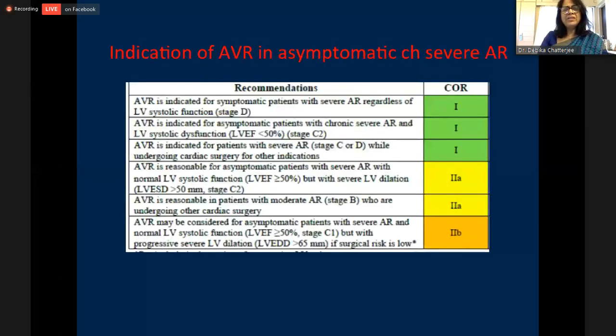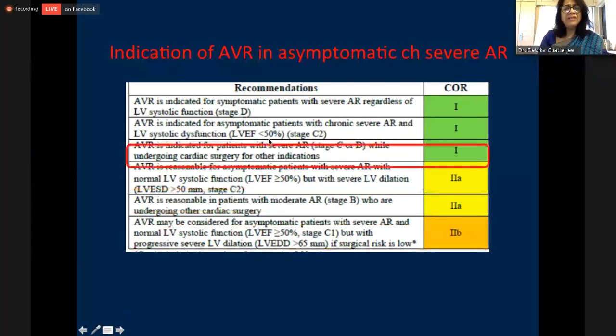Like if we get a patient of chronic, severe, asymptomatic aortic regurgitation, we always repeatedly do the echocardiography and look at the ejection fraction, because the class 1 indication of aortic valve replacement in this group of patients is the ejection fraction when it comes down below 50%.